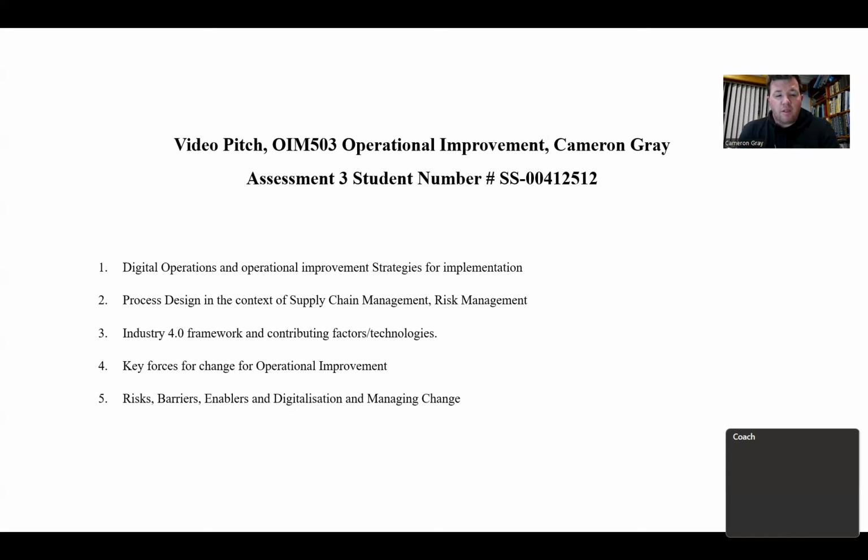Number 1 being digital operations and improvement, strategies for implementation, process design in the context of supply chain management and risk management, Industry 4.0 framework and contributing factors and technologies, key forces for change for operational improvement, and risk barriers, enablers, and digitisation and managing that change.